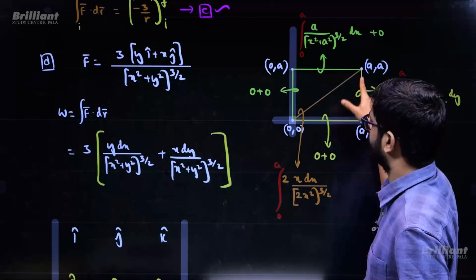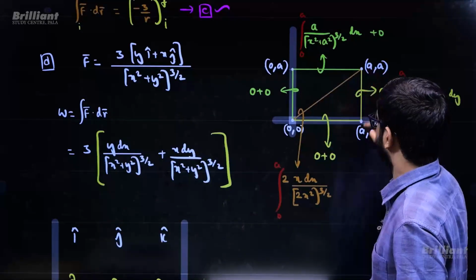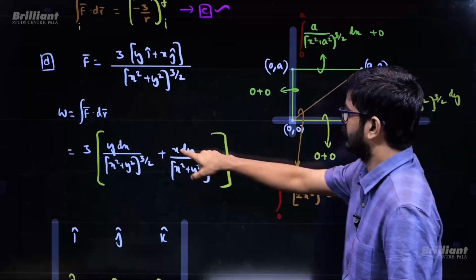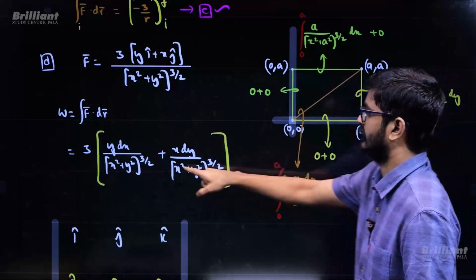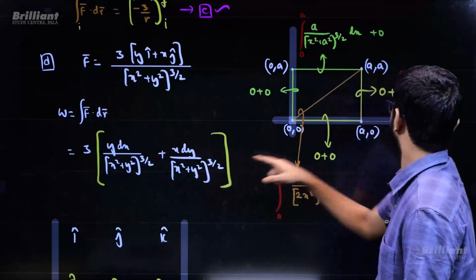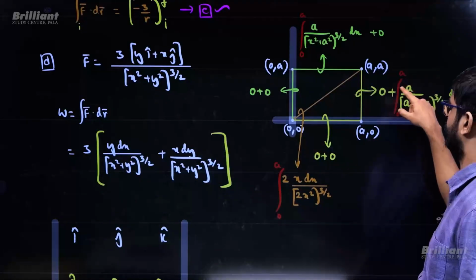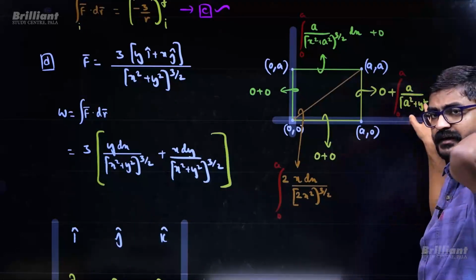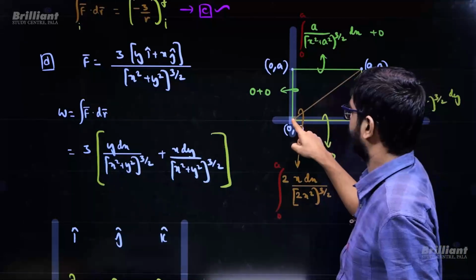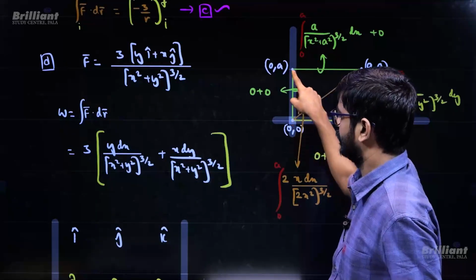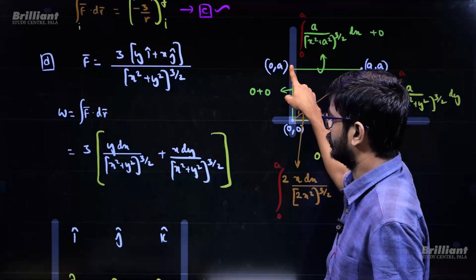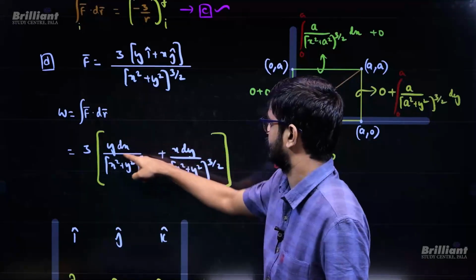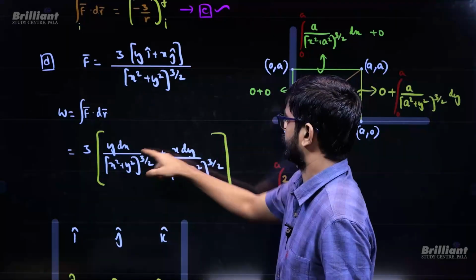Now when I calculate work done in this path, x is not changing. So dx is 0. Now what about this thing? X value is a square, and dy by this thing. Now you need to integrate from 0 to a. Y value is varying from 0 to a. Anyway, I didn't do the integration, just keep it there. Now if I calculate the work done from here to here, x value is 0 and dx is 0. X is not changing. So both terms are going to be 0.